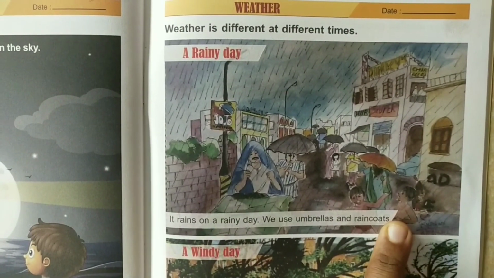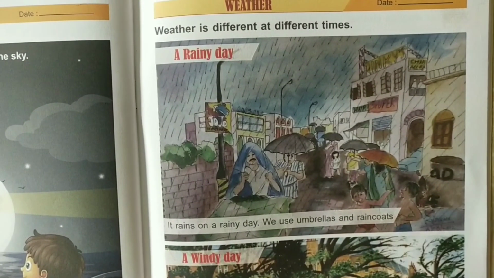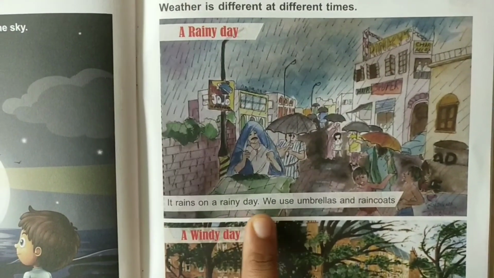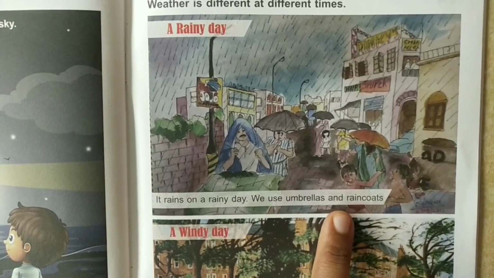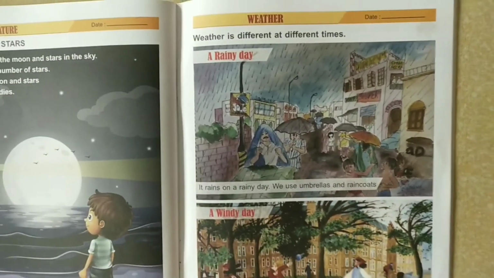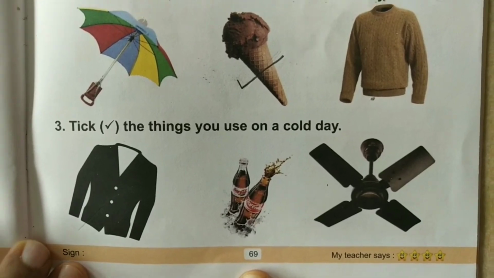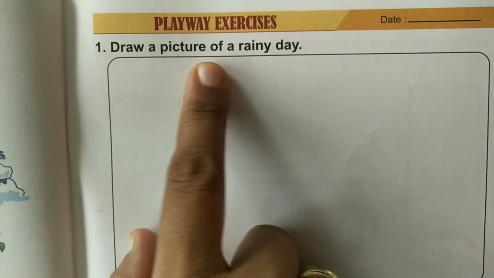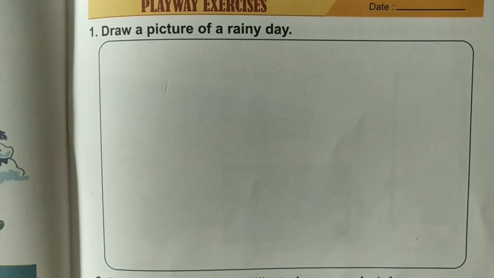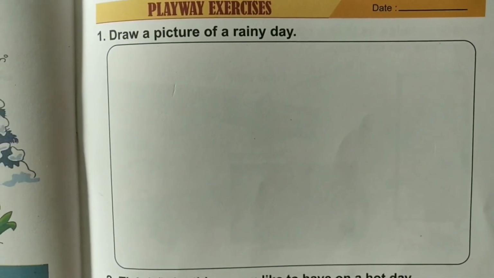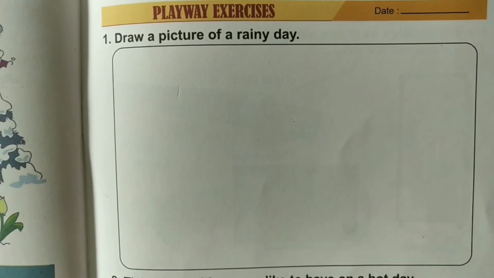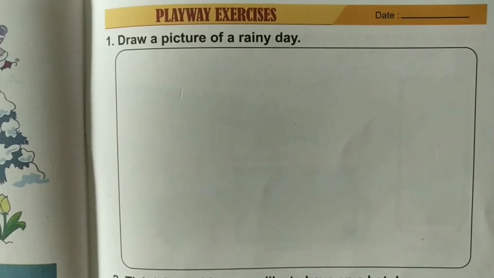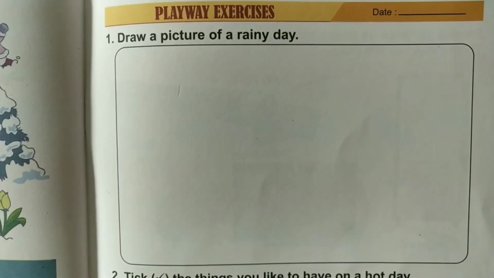And see these kids, they are playing in the rain. They are enjoying so much. It rains on a rainy day. We use umbrellas and raincoats. Now, on page number 69, playway exercises are given. The first exercise is draw a picture of a rainy day. Children, now you know how to draw clouds, rain, umbrella, a boy and girl in puddles, and mushroom, frog, etc. So you can draw a picture of a rainy day on your own.